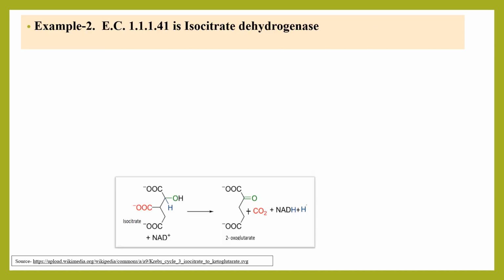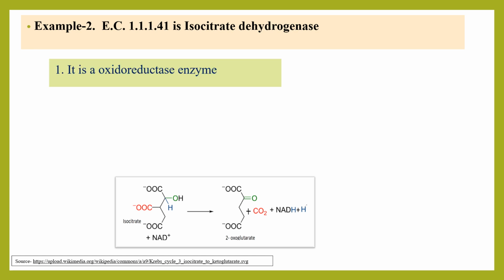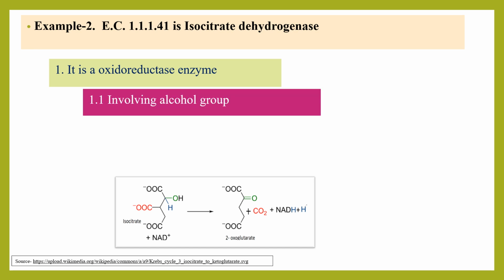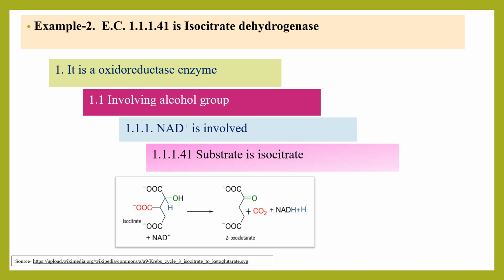Let us see one more example. We have isocitrate dehydrogenase, which is involved in the conversion of isocitrate to 2-oxoglutarate, and the enzyme commission number is 1.1.1.41. Here the first digit 1 indicates that it is an oxido-reductase enzyme. The second digit indicates that it involves alcohol groups, while the third indicates that NAD plus is involved, and the fourth digit 41 indicates the substrate, that is isocitrate.